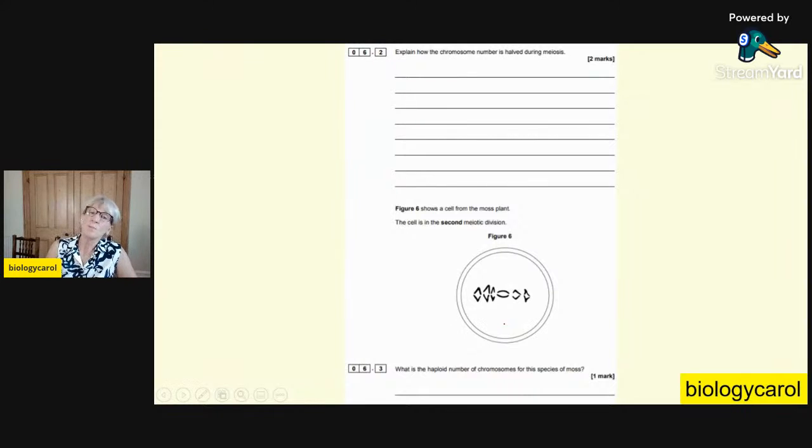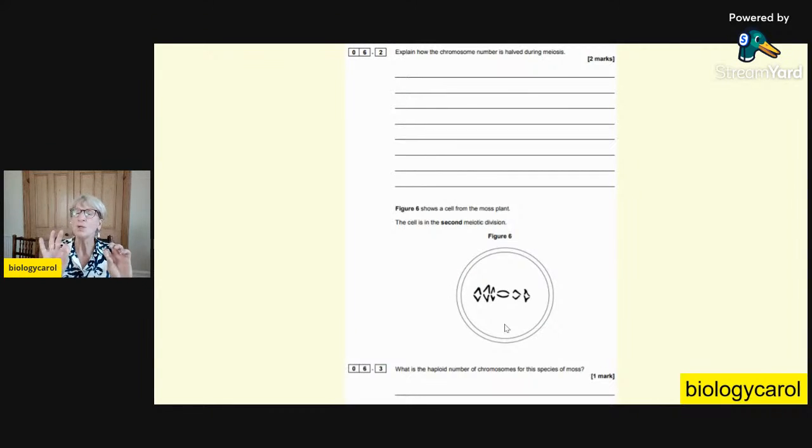Explain how the chromosome number is halved during meiosis. Okay, we have got to remember that before either meiosis or mitosis, the chromosomes have duplicated, haven't they? They've become those X-shaped chromosomes, sister chromatids that are stuck together with a centromere because duplication of the DNA has already happened. So each one of those X-shaped structures is one chromosome.